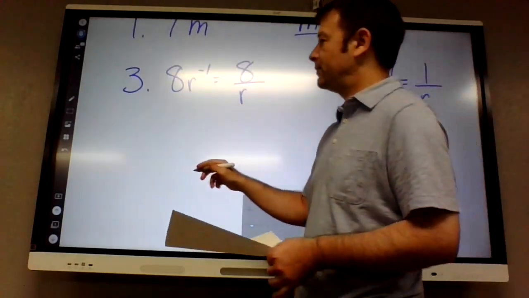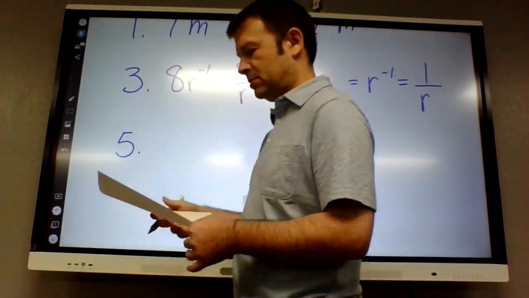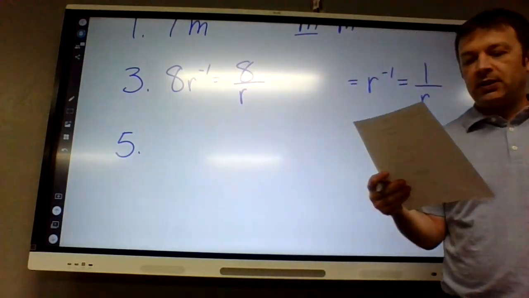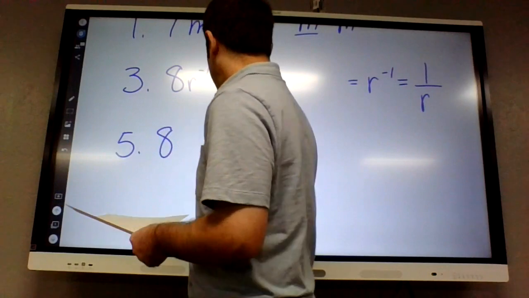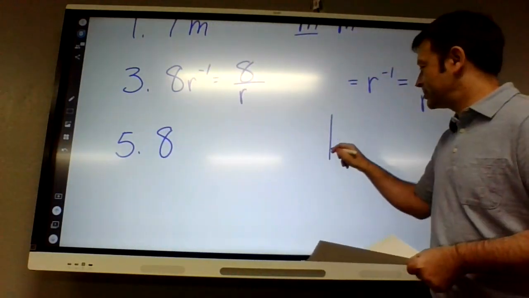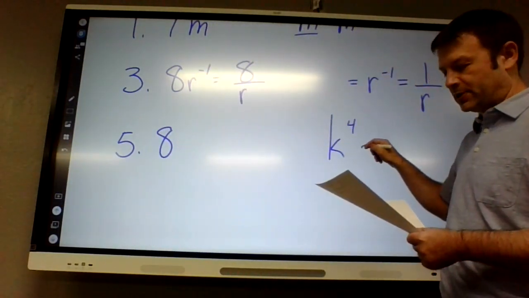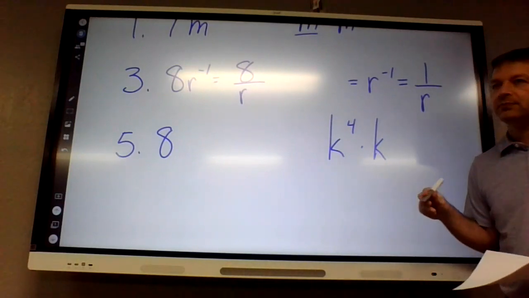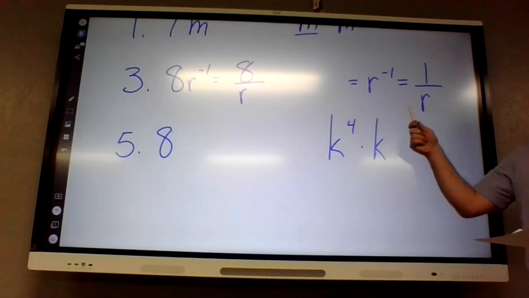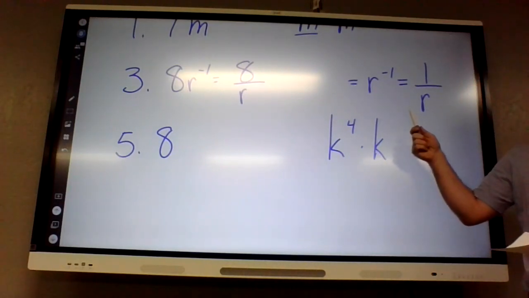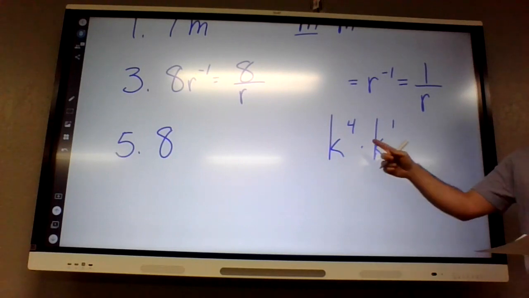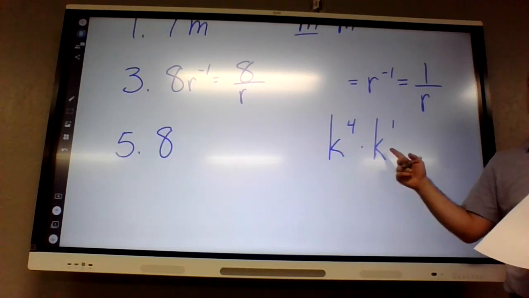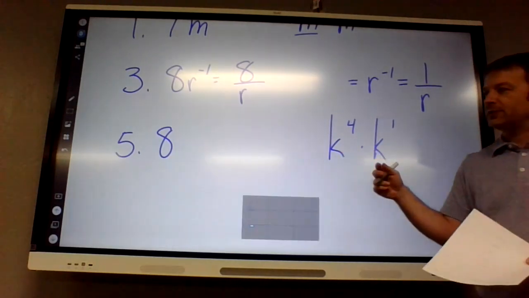All right, number 5. What's 2 times 4? Okay, I didn't give one of these examples, so this might trick us up. What's k to the 4th times k? Okay, what's the exponent right here? 0. Okay, if there is no exponent, that means k to the 1 is the same thing as k. So when you multiply, how many k's are being multiplied together here? 5. So it's k to the 5th.